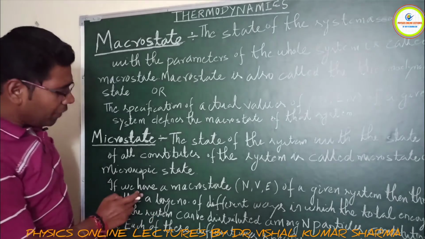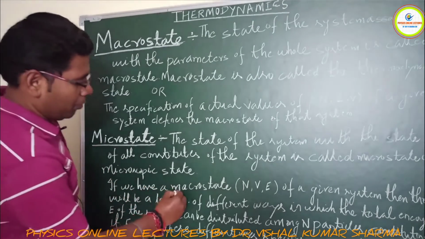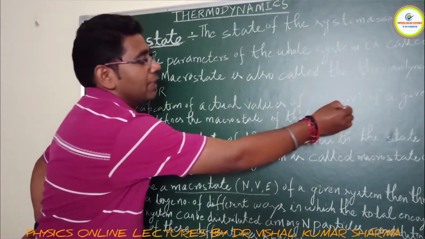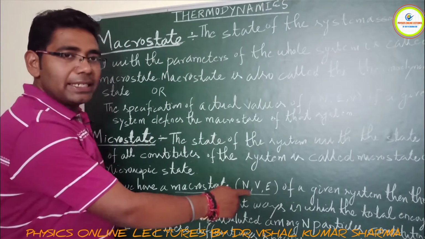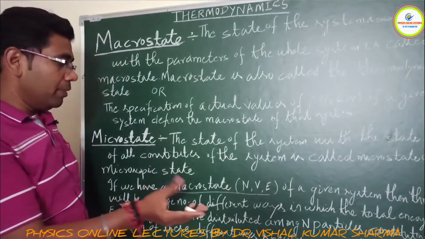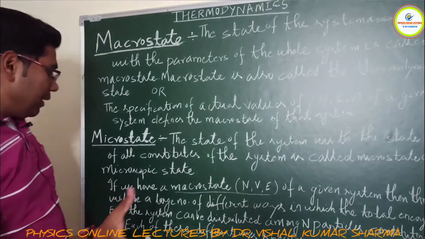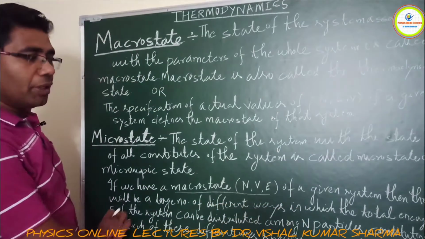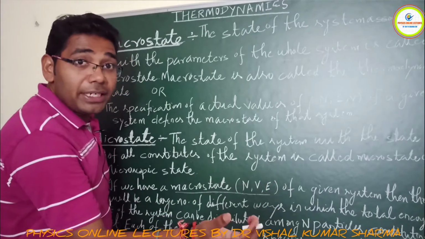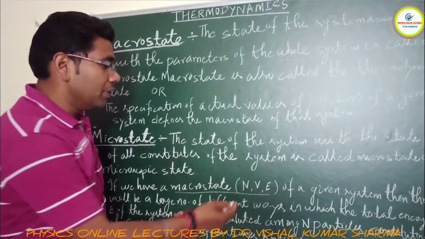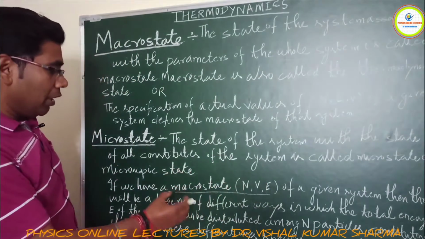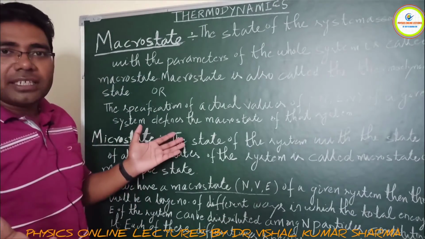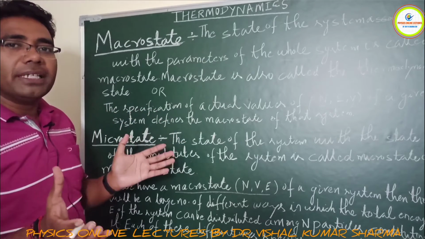For example, suppose we have a particular macrostate. For that we have earlier discussed the actual specification of values: the number of particles, volume and energy are given for a given system. These are the values of a macrostate. Then there will be a large number of different ways in which the total energy E is going to be distributed among n number of the particles constituting the system, because a system is a large collection of particles.